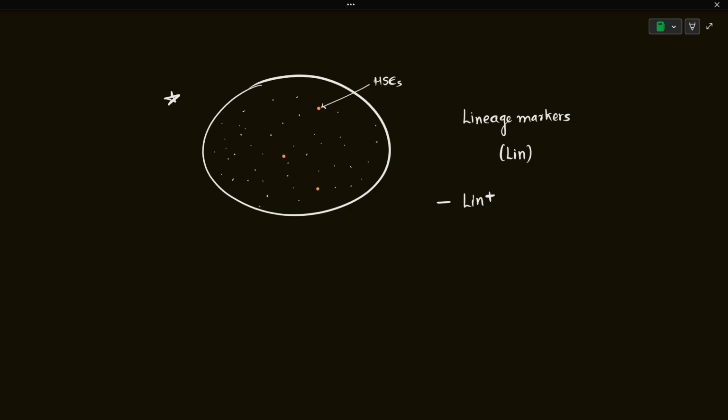And the hematopoietic stem cells, which are undifferentiated, did not have those lineage markers because they are not committed to any type of lineage, right? They can differentiate into any cell type, any cell lineage, and that is why the Lin negative cells were the hematopoietic stem cells. So this is how the elimination strategy was used to isolate the hematopoietic stem cells from the pool of bone marrow cells.